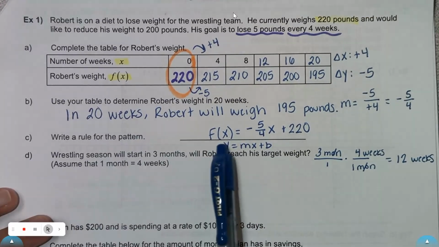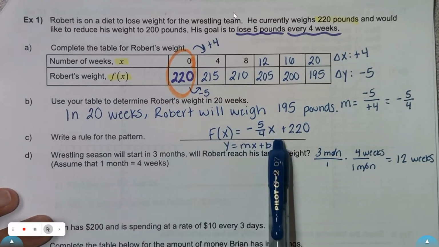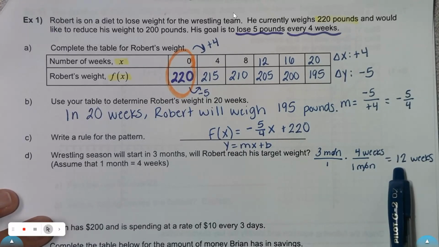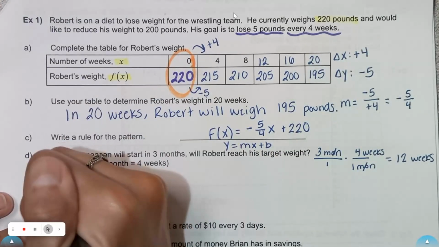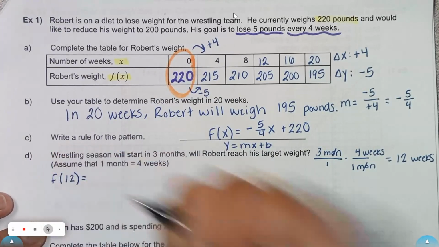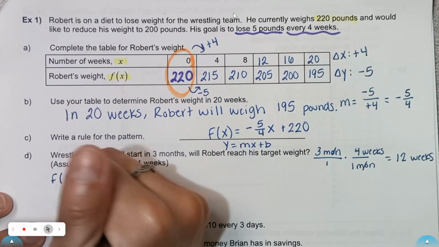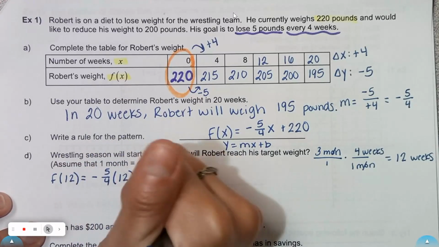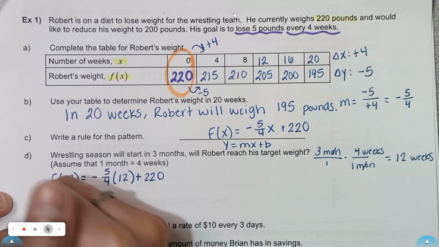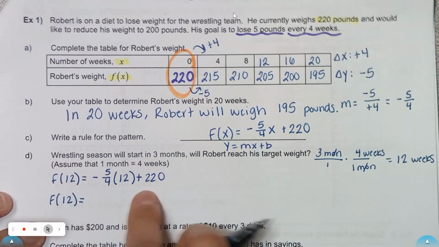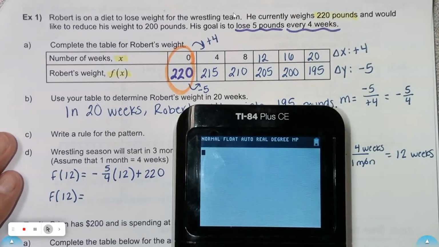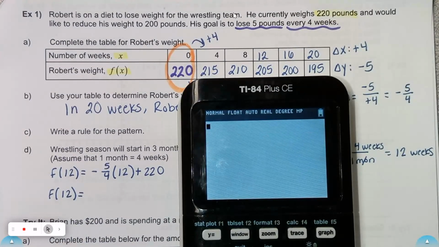So in my rule, in my equation, anywhere that I see the letter x, I'm going to substitute the number 12. So I have f of 12 equals negative 5 over 4 times 12 plus 220. This is all calculator, so let's plug it in. Remember, it's good practice to plug it in. You'll need to for your test.